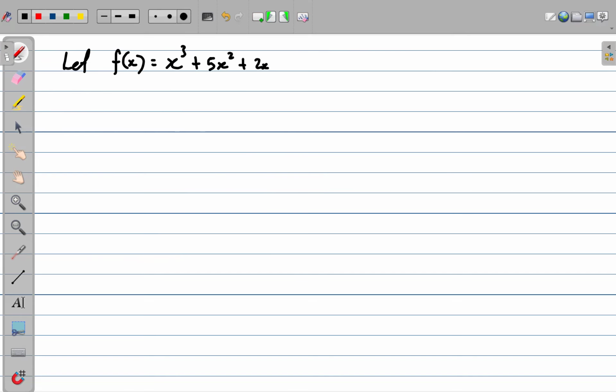But here's an interesting one. Let's look at an interesting one. Let f of x be the polynomial x cubed plus 5x squared plus 2x minus 8. And the first question is, show that x plus 4 is a factor of f of x. And then the second one will be saying hence.